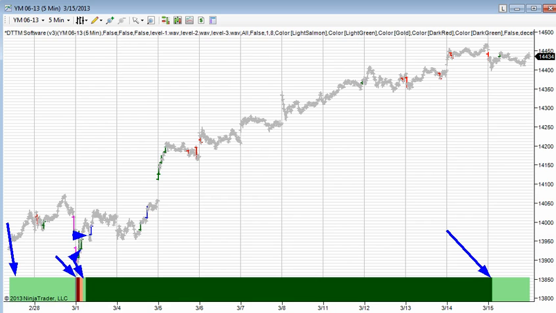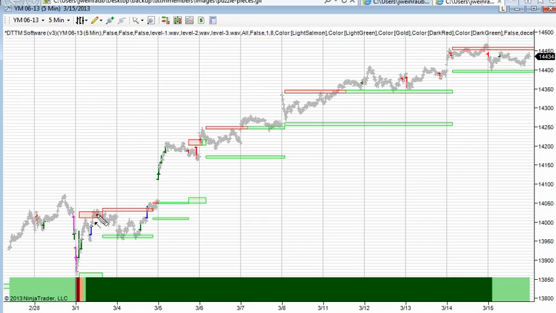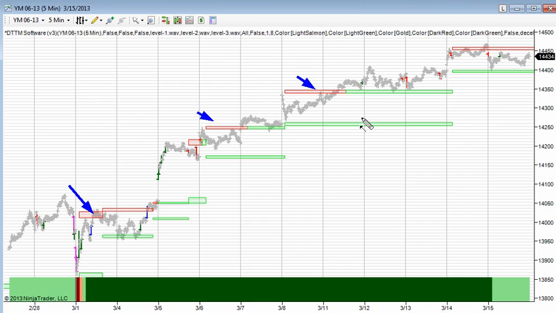So next, let's throw on what we call support resistance zones. And these are some real-time zones that form on the chart. Where you see them formed is when they showed in real time on this. And so now you can see we've got these zones. Red for resistance, green for support.